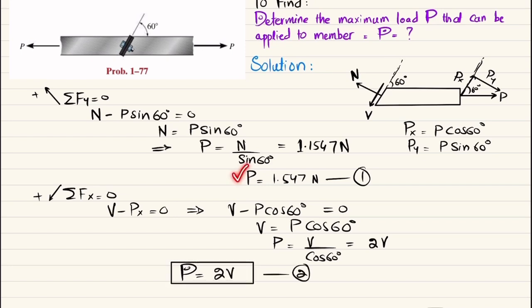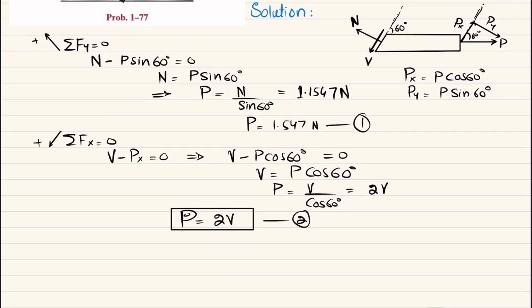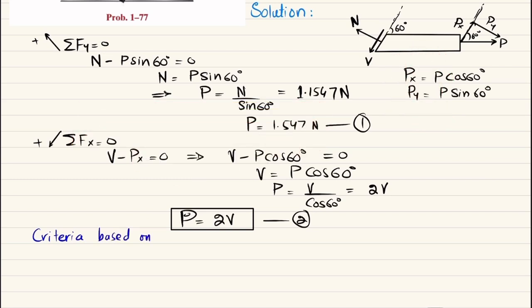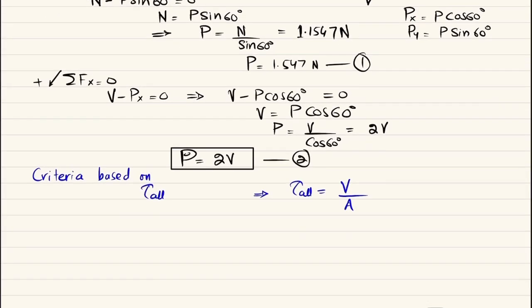Now you can see that here in equation 1, P is based on the normal force, and in equation 2 it is based on shear force. So what we are going to do is first apply a criterion based on allowable shearing stress. We know that allowable shearing stress is equal to V divided by area, and since there are two bolts, one on this side and the other on another side, we will take this V.